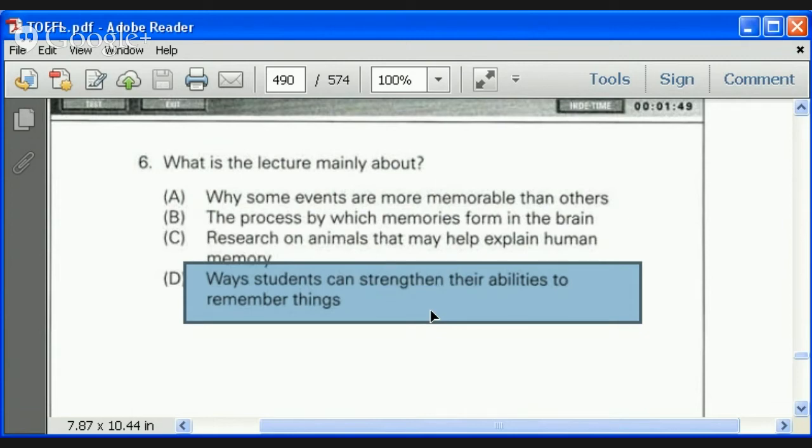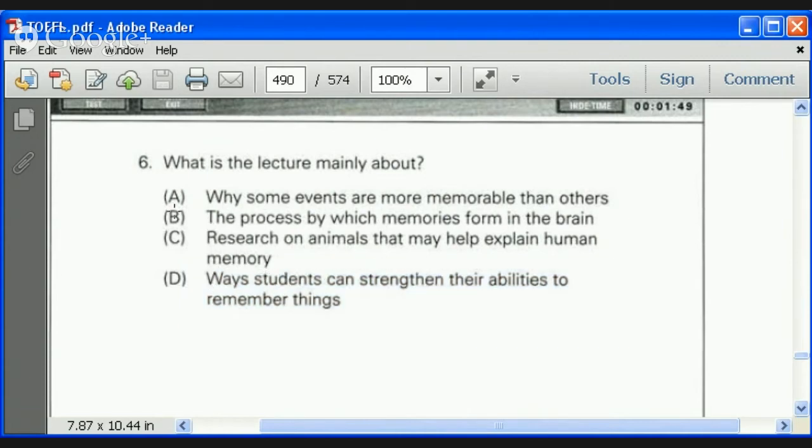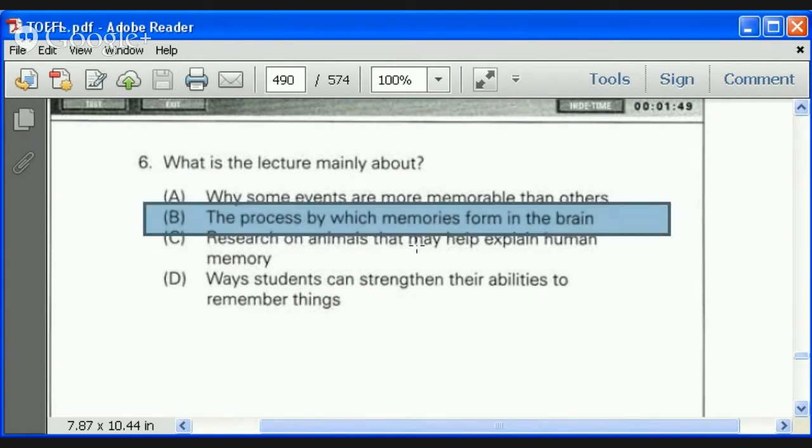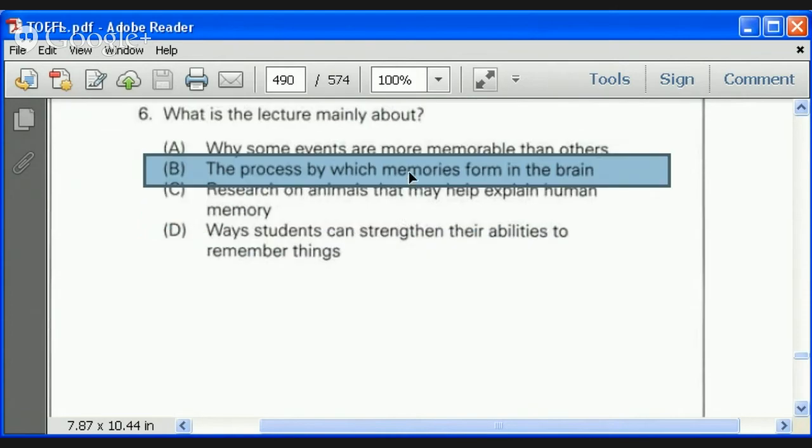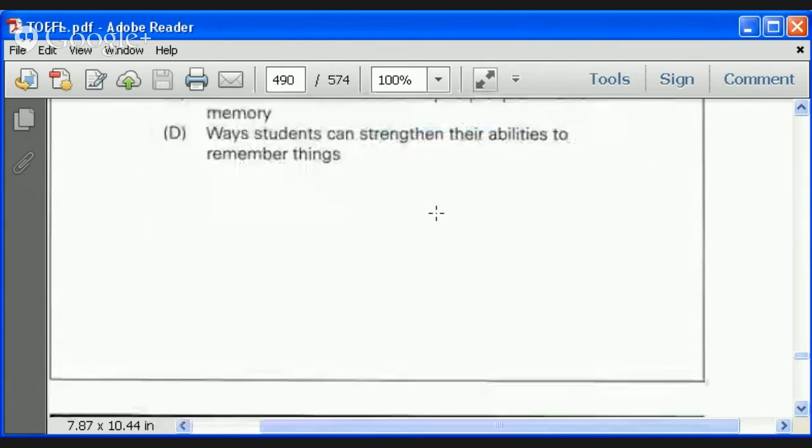D, ways students can strengthen their abilities to remember things. Okay, it is mentioned at the end of the lecture that maybe students in the next lecture can learn some tricks to strengthen their abilities. That was an intro for the next lecture, not what this lecture was about. So the answer is very clearly B, which again, we should definitely have written the word memories in our notes. That's what it was about. Okay.